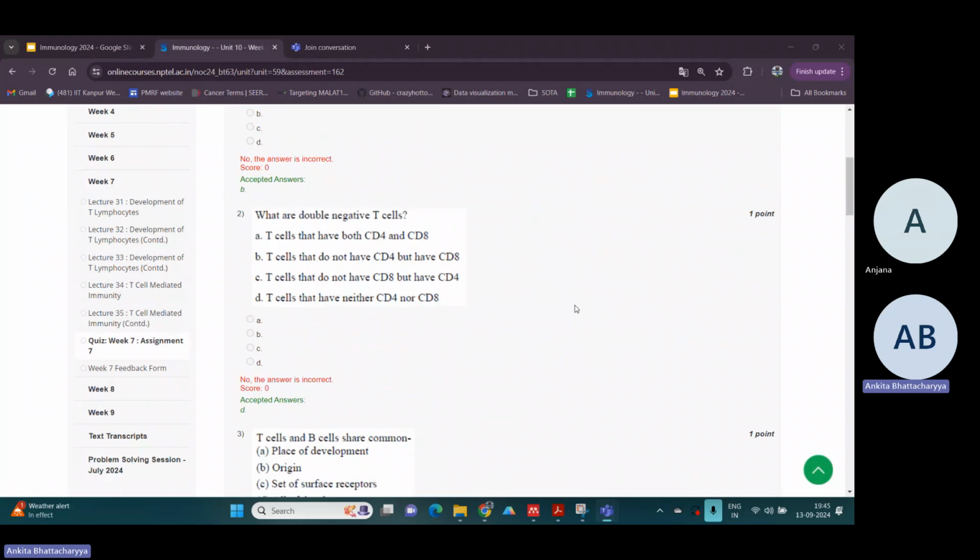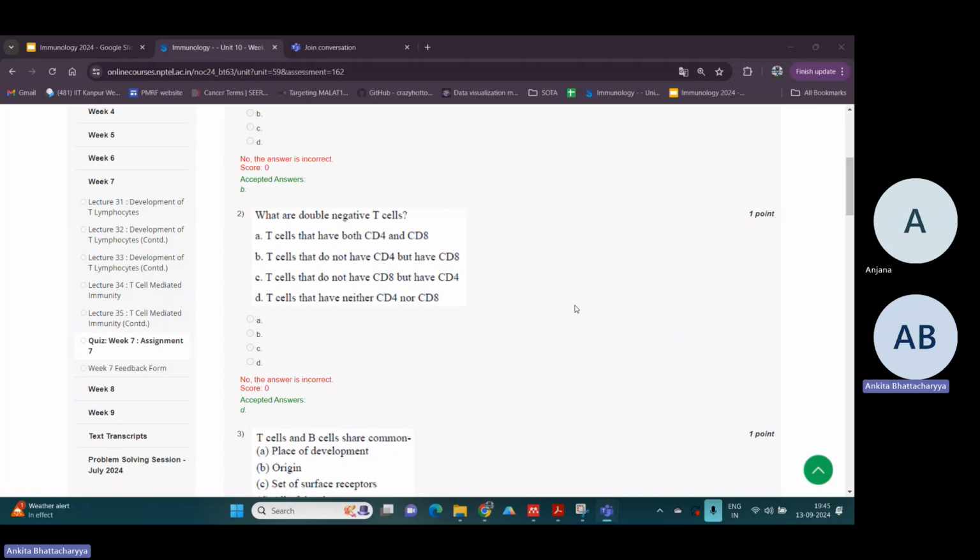Second, what are double negative T cells? T cells that are both CD4 and CD8, do not have CD4 but have CD8, do not have CD8 but have CD4, or have neither. As the name suggests, this was a very direct question. I hope everybody was able to get it right. These are those subtypes of cells that do not express either of the two surface antigens, which means they're CD4 negative and CD8 negative.